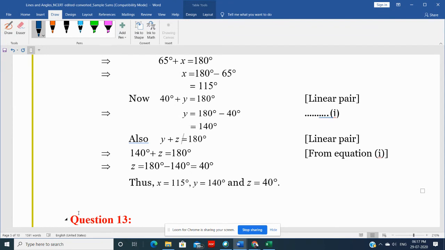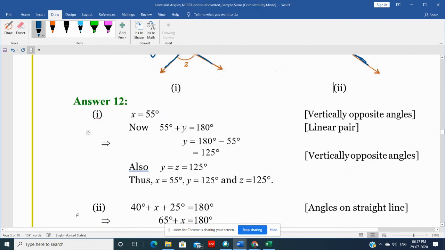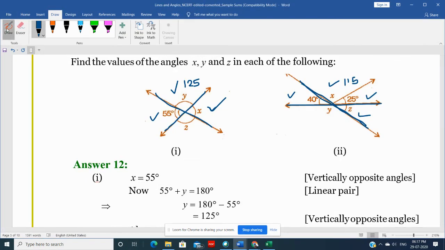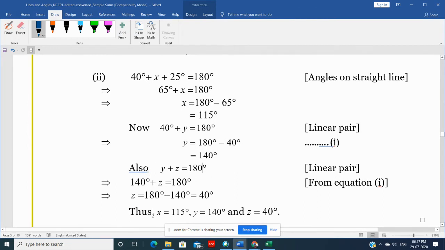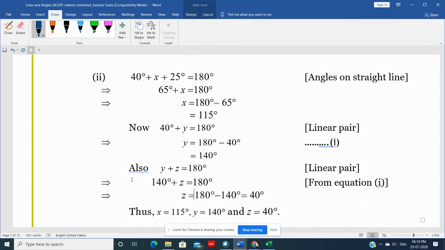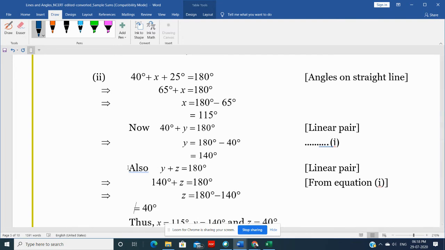Once I get 140, it again becomes easy. See here, it is 140. So y and z are making a linear pair. So naturally, z would become 40. So let's mention that 140 plus z is equal to 180 because they are making a linear pair. So 140 plus z is 180 and z is equal to 180 minus 40, and your answer is 40.